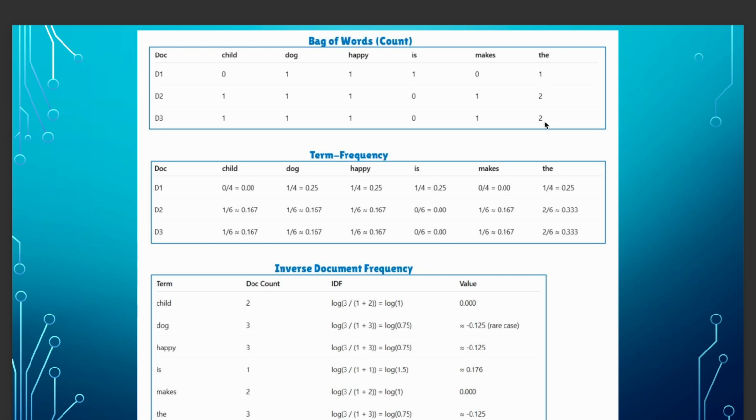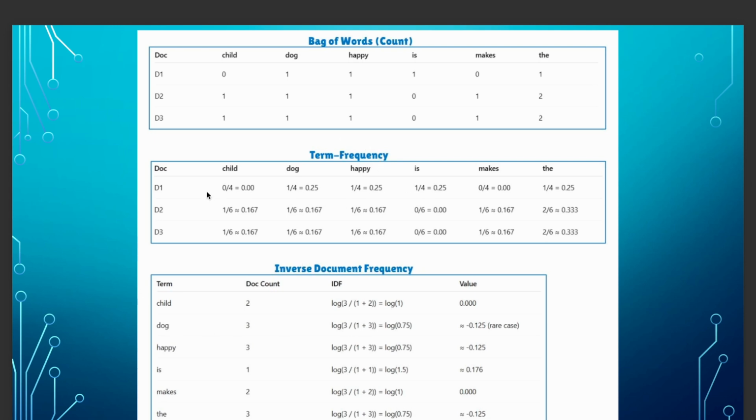We are not taking the sum here. We're just checking in how many documents the term is appearing. So we see that the is appearing in all the 3 documents. The doc count for the is 3. And we apply this formula: log of the total number of documents, so we had 3 documents, divided by 1 plus the doc count. 1 plus the doc count, that means 1 plus 2 is 3. Okay. Similarly, for this term, we'll have this IDF.